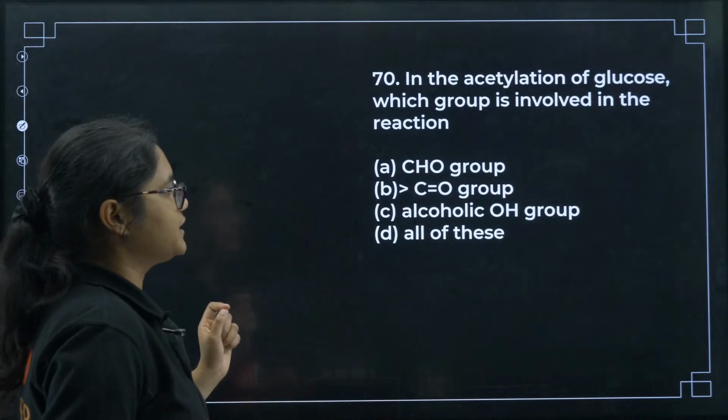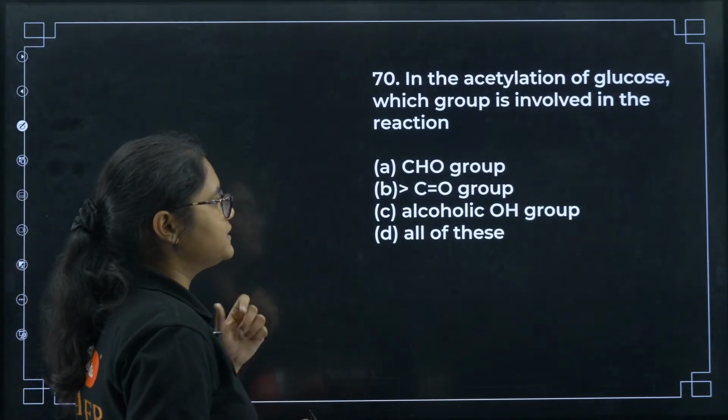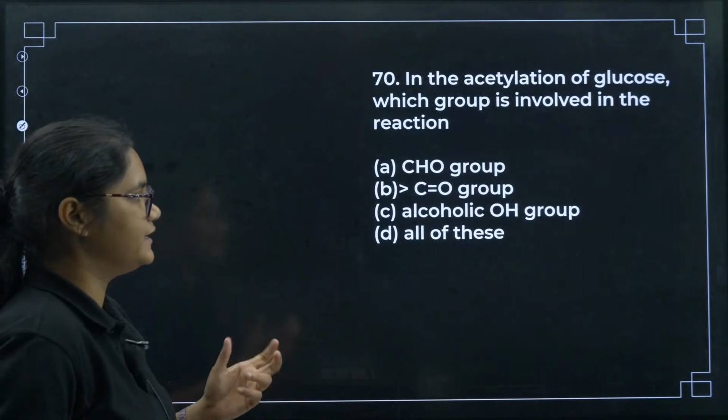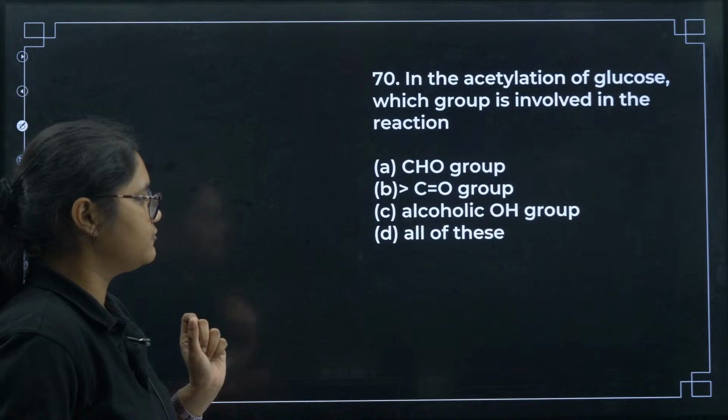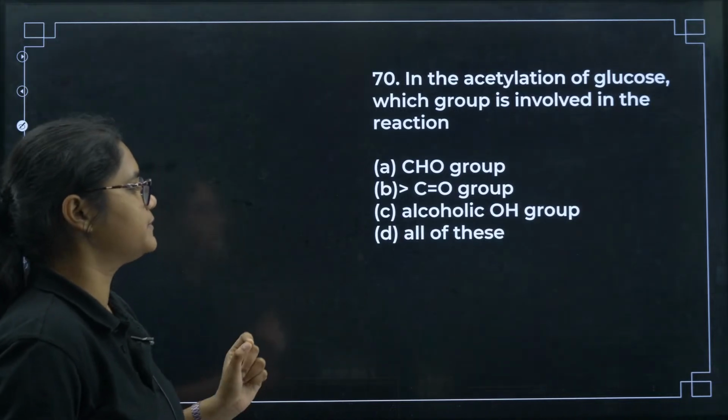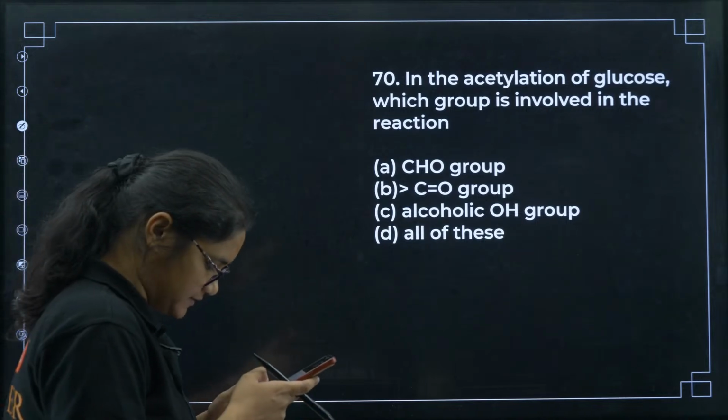In the acylation of glucose, which group is involved in the reaction? When we are doing the acylation, is the CHO group involved, or the CO group, or the alcoholic OH group, or all of these?